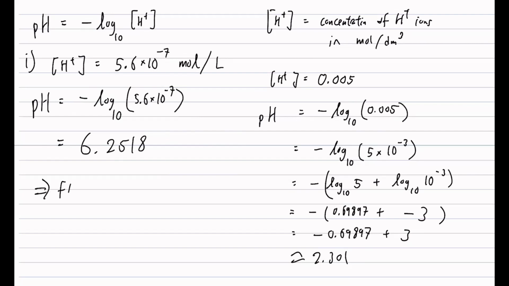Flower would be pink. Yeah, exactly, because it's more than 6, less than 6.5. Okay. Then part 2, do you want to try or I skip?